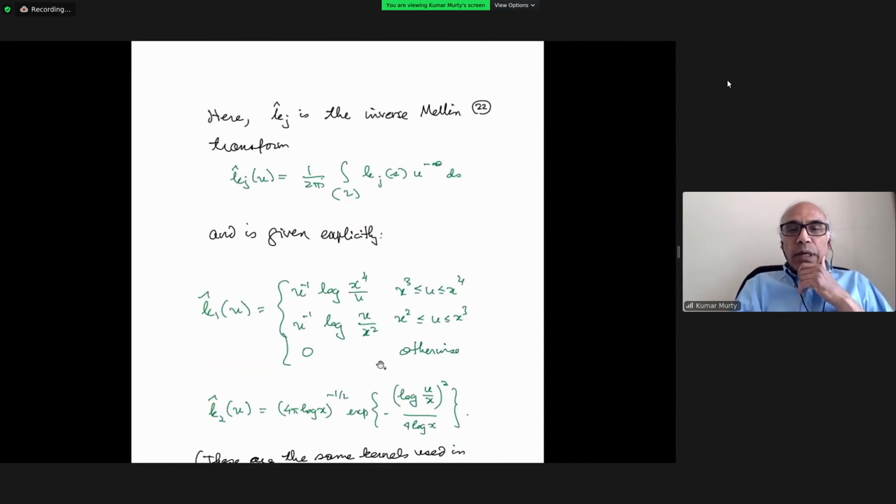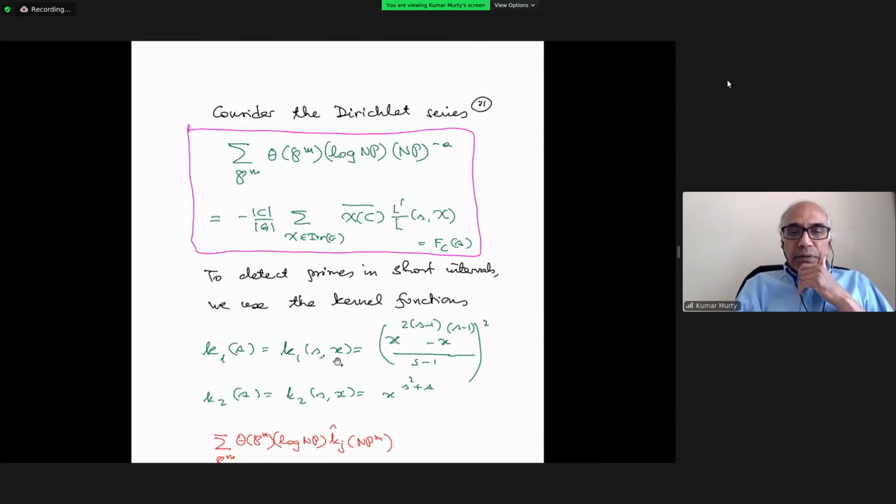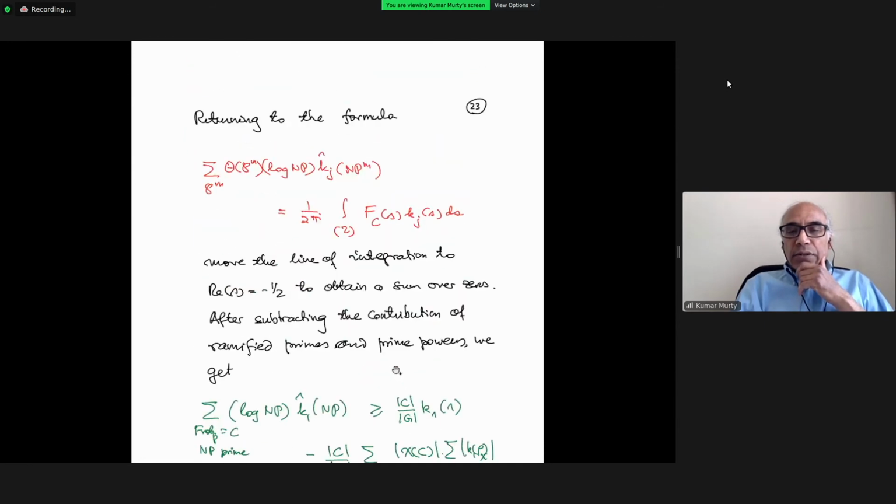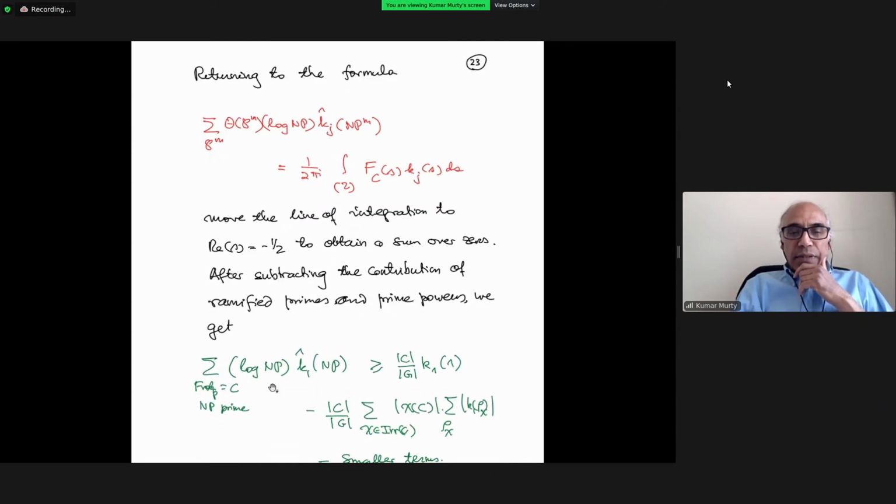And K1 of 1, what is it? If you look from here and take the derivative, it's going to be log of x squared, the square of log x. So that's the main term. When you take this integral and move it to the left, this term, which is basically what I wrote down here, log Np times k1 hat of Np, where I'm only going over primes of the Frobenius class C, is equal to this thing.